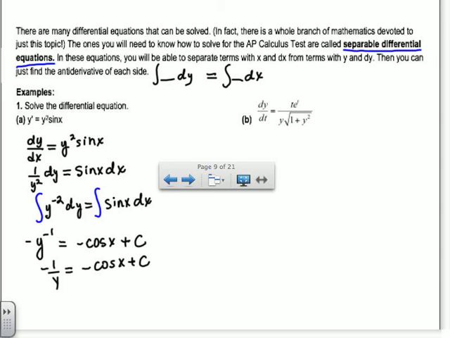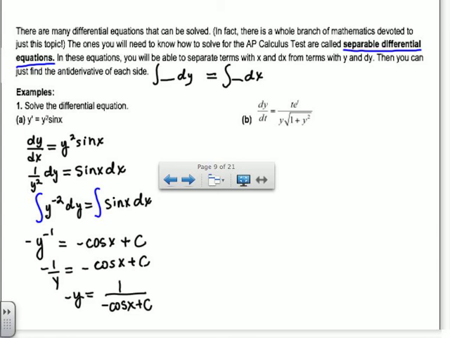Okay, so I need to take the reciprocal of both sides. Or you can think of cross multiplying. I'd have negative 1 equals y times all of that. I just think of if I'm trying to get the reciprocal of this side, I'm just going to flip it. So I get negative y equals 1 over negative cosine of x plus c.